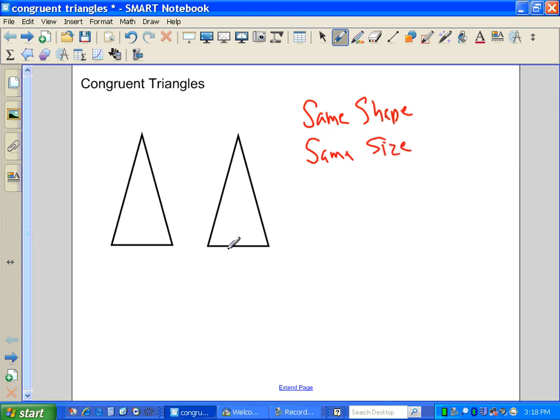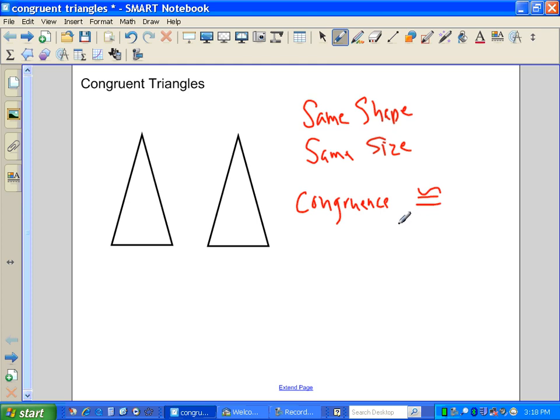The symbol for congruence is an equal sign with the little squiggle on top. So the squiggle like the similar sign, but an equal sign underneath. So that means they're exactly the same angles, same side lengths, just a copy of one another.